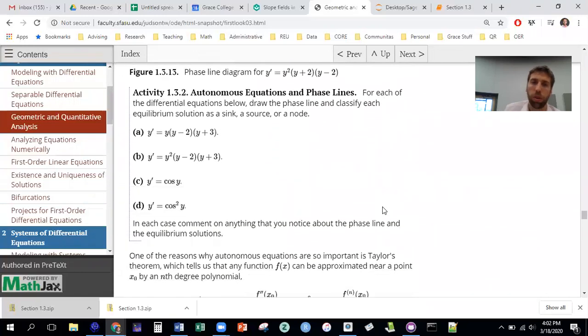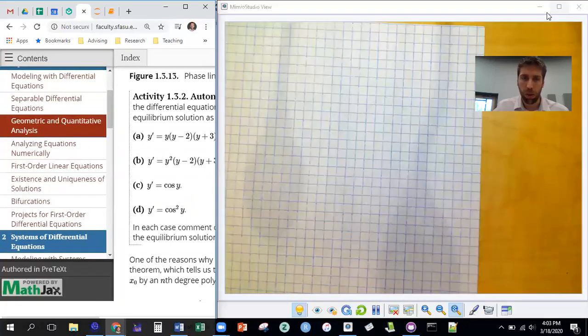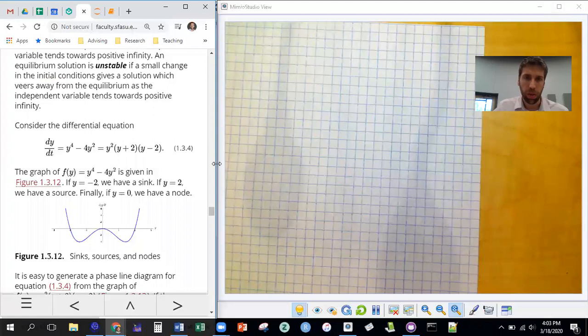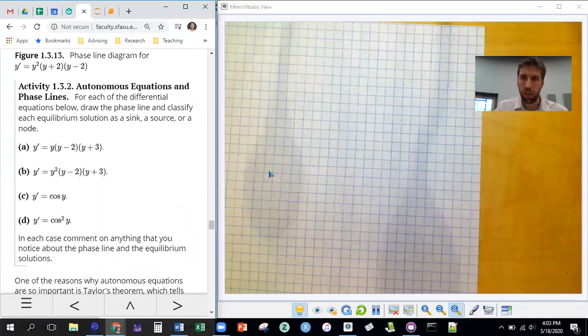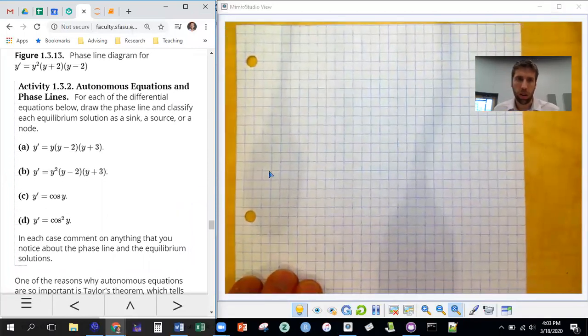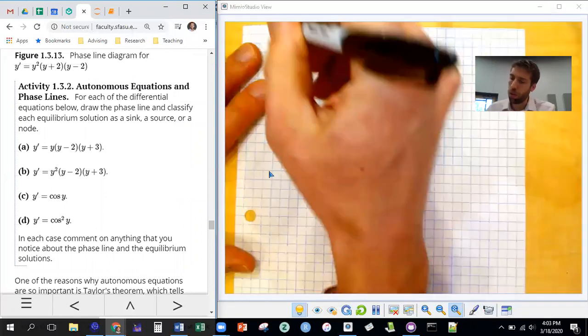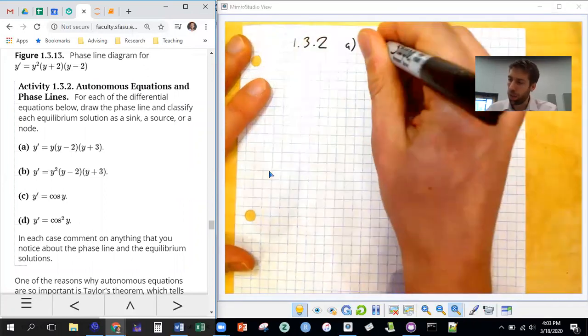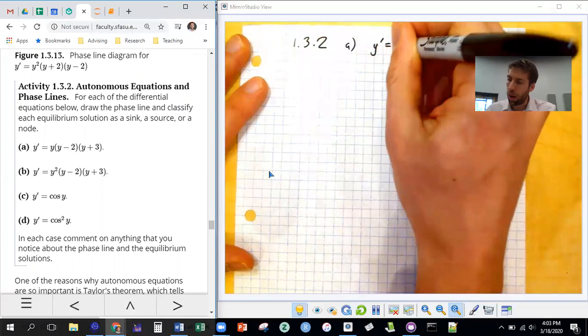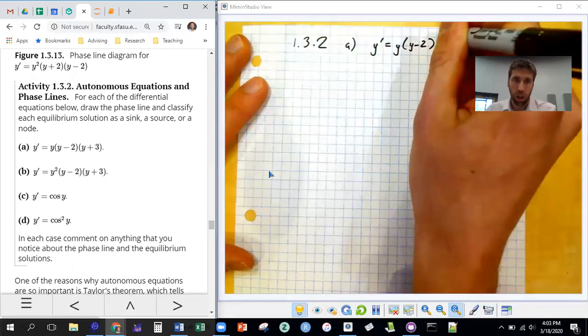So the last part of this section, I'm going to go through activity 132 with you. So let's do this. I'm going to try to make this smaller, and then there we go. Perfect. So there's my activity. Here's my paper. All right. So part A. So 132. So that is y prime equals y times y minus 2 times y plus 3.